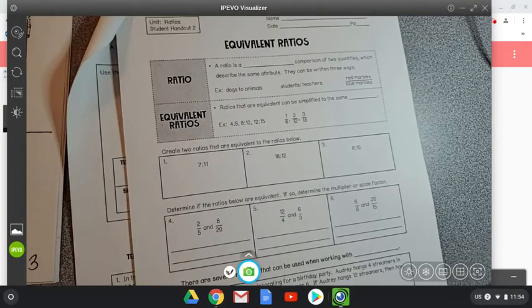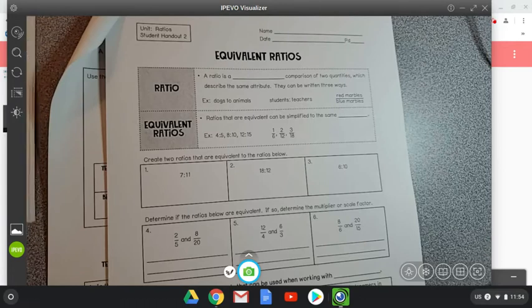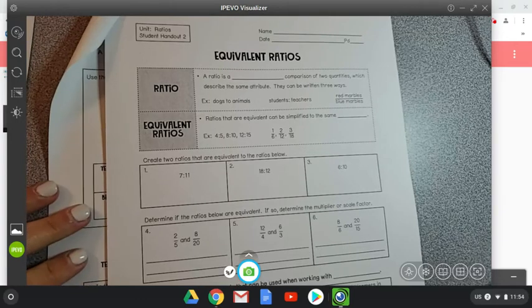For this lesson, you are going to need student handout 2. It says equivalent ratios at the top. So if you don't have that handy, go ahead and pause this video and go grab your notes. And I'm just going to go ahead and get started right here on the top.